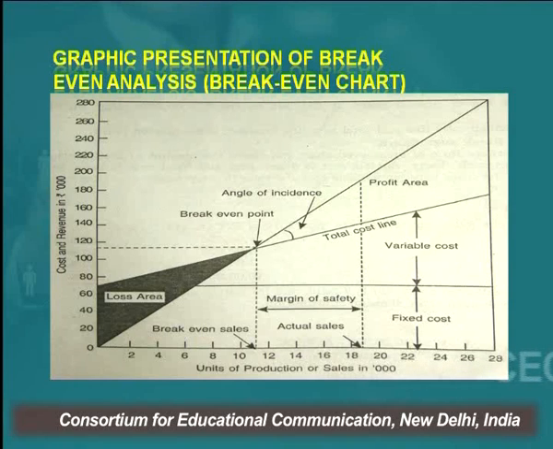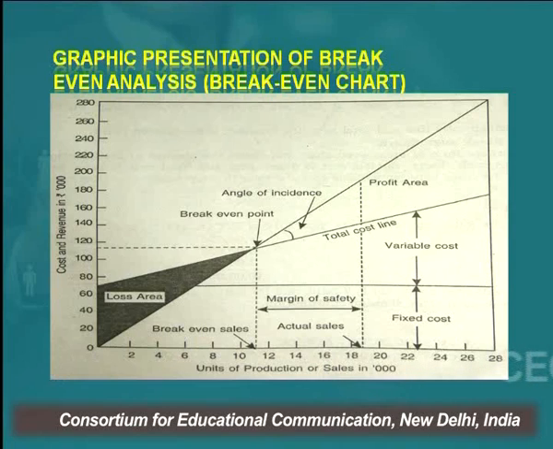These units are in thousands of units, and on the y-axis we are showing the sales revenue and the cost. Cost and sales revenue are shown on the y-axis, and on the x-axis we are showing production units, or you may call it sales units, right? You may write it in terms of units, or you may write it in terms of rupees also, if you are given the selling price.